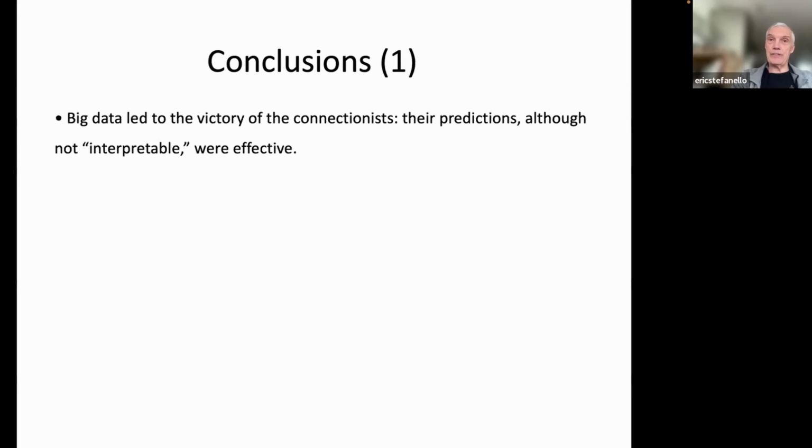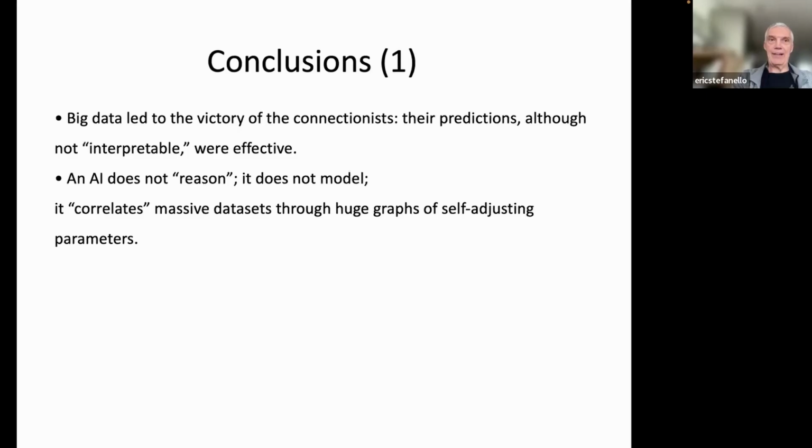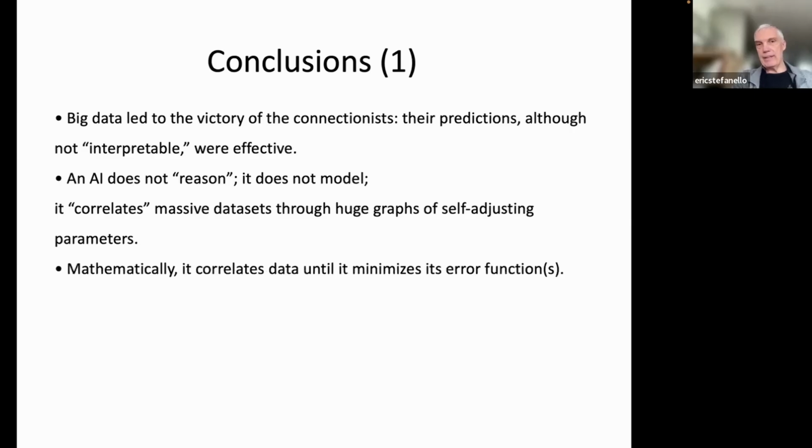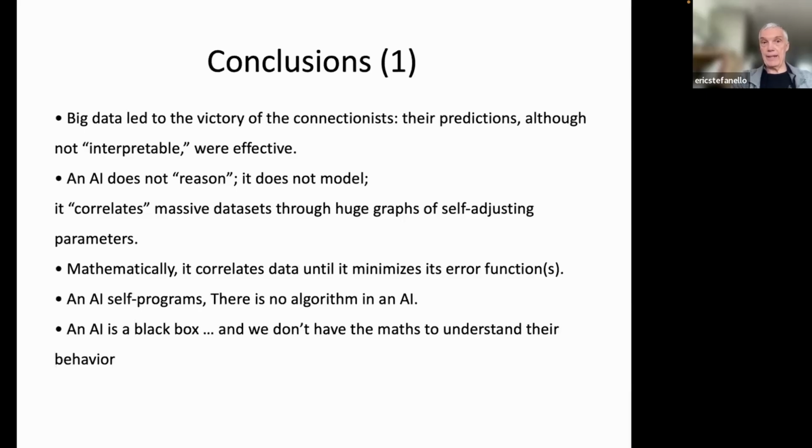Big data led to the victory of the connectionists, the pirates and the geeks I was talking about. An AI does not reason, it does not model, it correlates massive data sets through a huge graph of self-adjusting parameters. Mathematically, it's correlation under minimization of an error function. An AI self-programs through the learning process. There is no algorithm in an AI, and an AI is a black box. And one very important point is that we don't have the math today to understand their behavior.